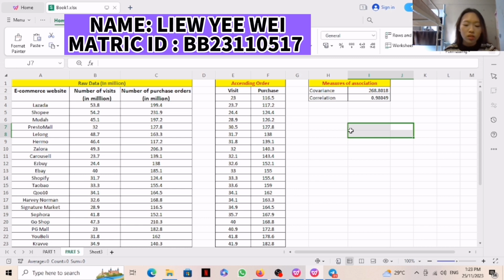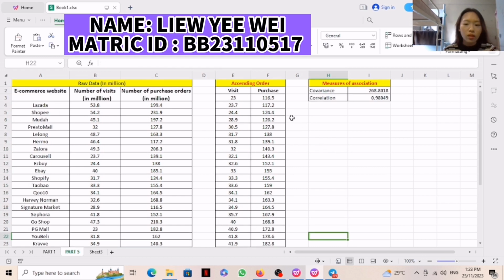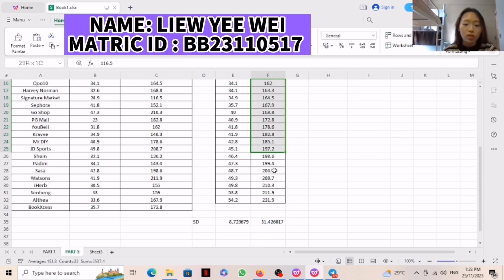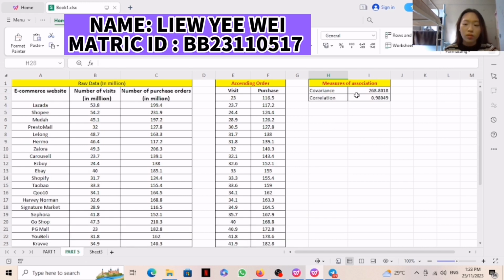First, search for the formula for covariance. This number comes from the number of visits in million in the ascending order table. After that, this number comes from the number of purchase orders in the ascending order table. Then we can get the covariance.